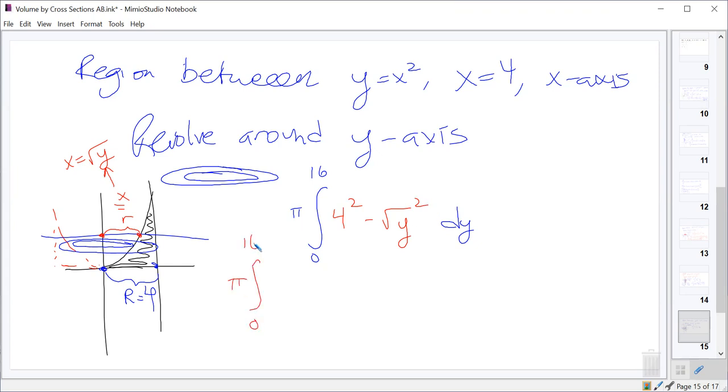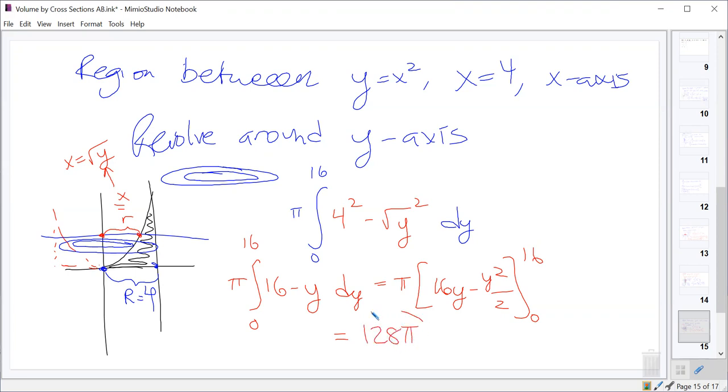Pi times the integral from 0 to 16 of 16 minus y dy. Just integrate. We got pi, 16y minus y squared over 2, from 0 to 16. Do some arithmetic here. What do we end up with? 16 times 16 ought to be 256. 16 squared is still 256, divided by 2 is 128. We got 256 minus 128. Got to be 128 pi, and then there's a 0. 128 pi.